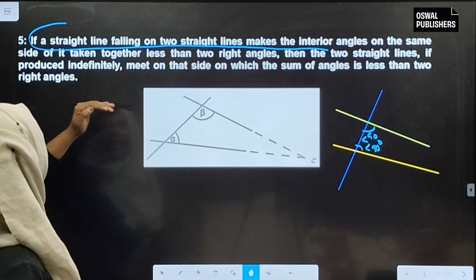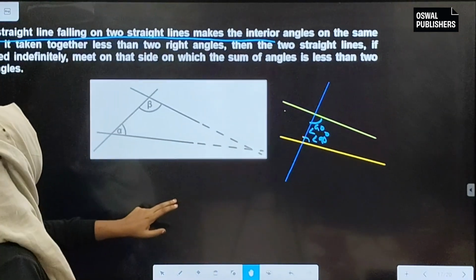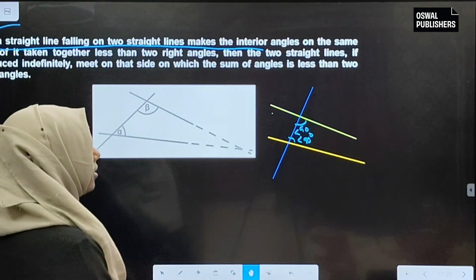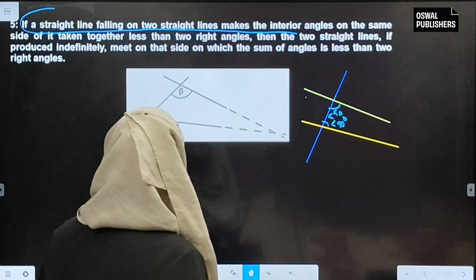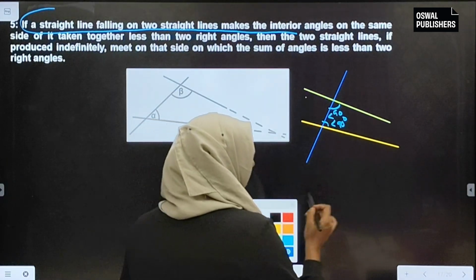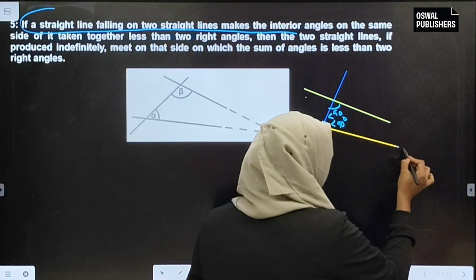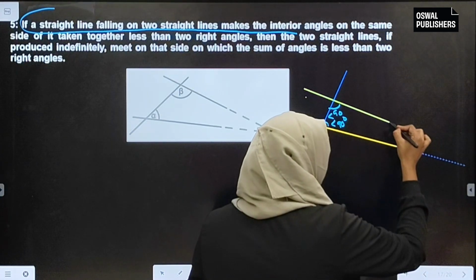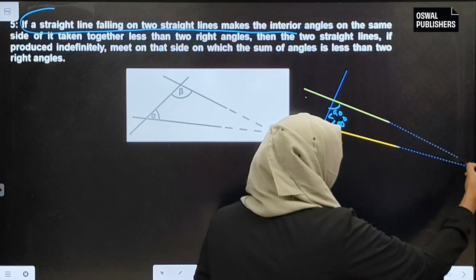Then the two straight lines are produced indefinitely. When we produce them indefinitely, it will meet on that side on which the sum of the angles is less than two right angles. Okay, so let us see how we produce it. Now I am producing this indefinitely like this. And this one also is produced like that.